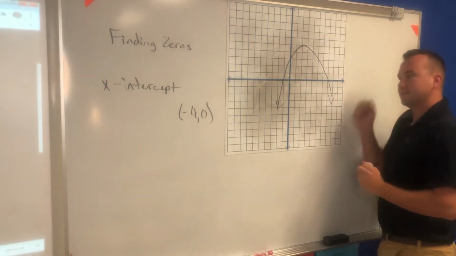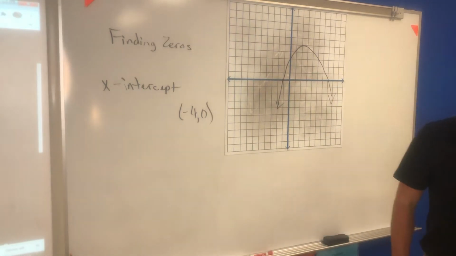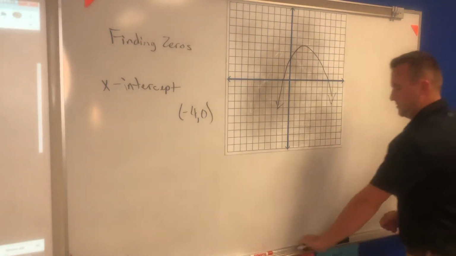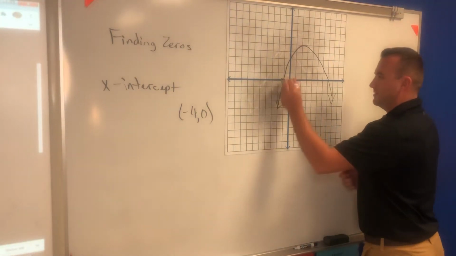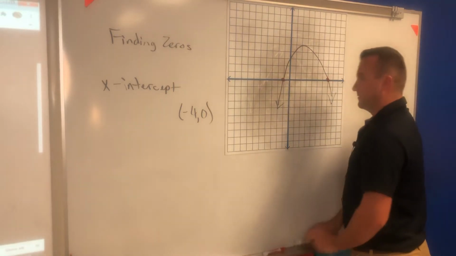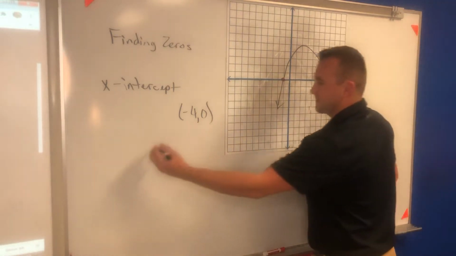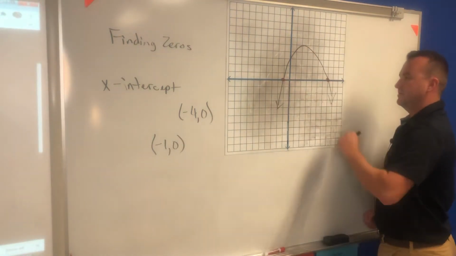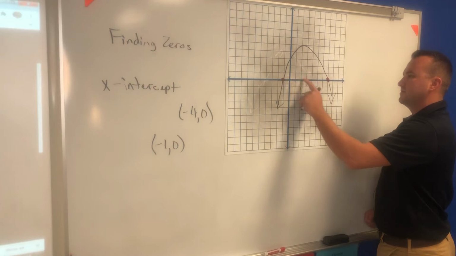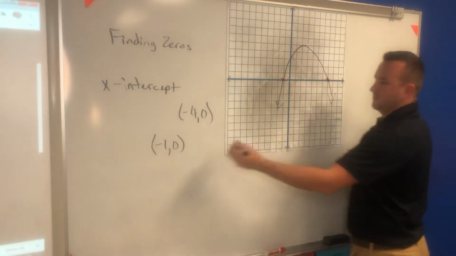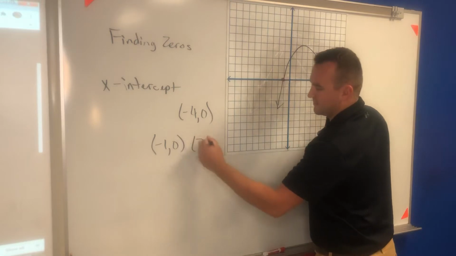You may have a graph that looks like this. How many x-intercepts are you going to have? You're going to have 2. You've got one here and one here. So for this one, x-intercept is -1, 0, because 1. Then 1, 2, 3, 4, 1, 2, 3, 4, 5, 6, 7. And it's 7, 0.